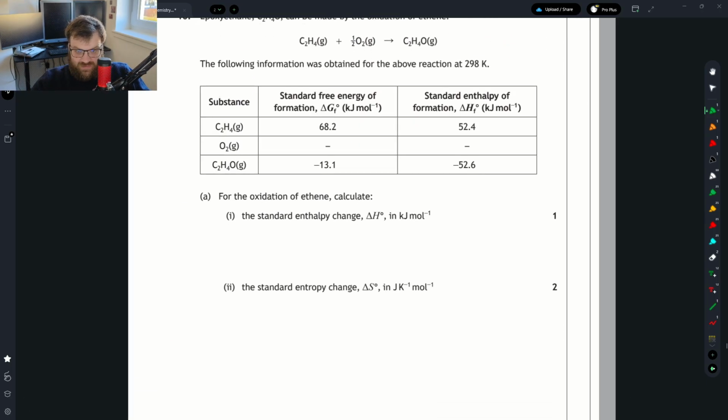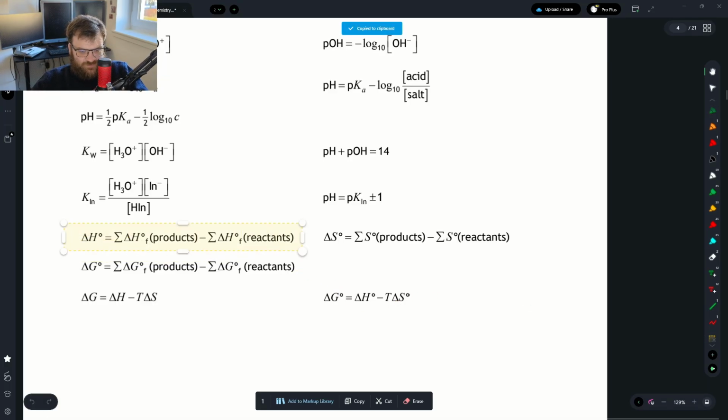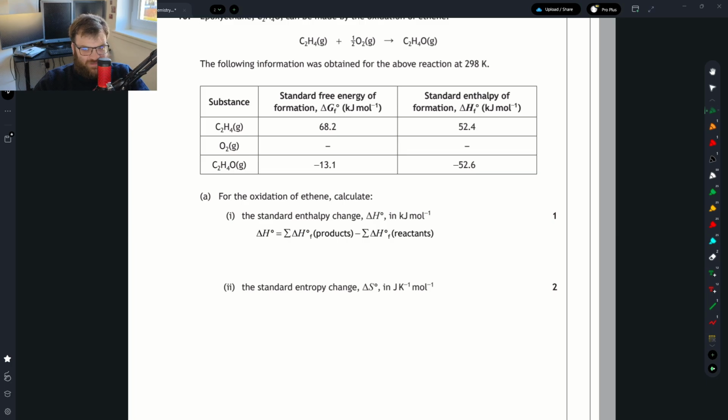Next one, we're asked to work out the standard enthalpy change. Enthalpy is delta H. In all these ones, we're doing the sum of the products, take away the sum of the reactants. So delta H naught will equal, well, here is our product, so minus 52.6. Take away, oxygen doesn't have a value here, so we can ignore that. So we're taking away 52.4. That will be minus 105 kilojoules per mole.